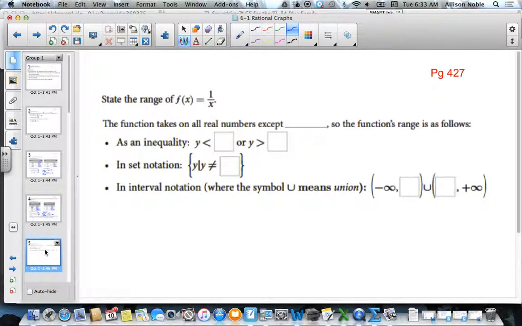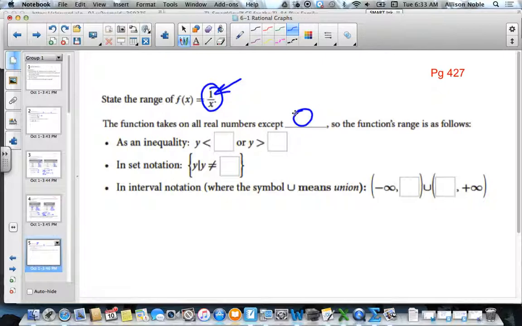We're going to talk about domain and range now. Domain we already talked about, so we're going to talk about range. Our range is the y values. If you notice, you can plug in any number for x besides 0, and your y values would be any number except they would never be equal to 0, because you have a 1 in the numerator. Since we have a 1 in the numerator, you can't divide 1 by something and get 0 as your result. So the function takes on all real numbers except for 0.